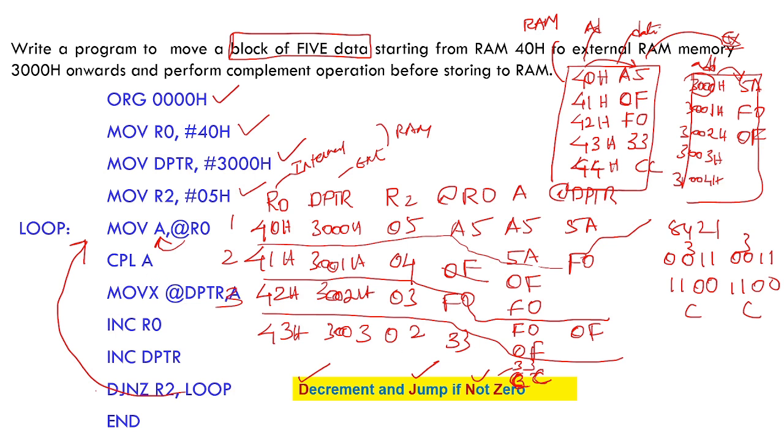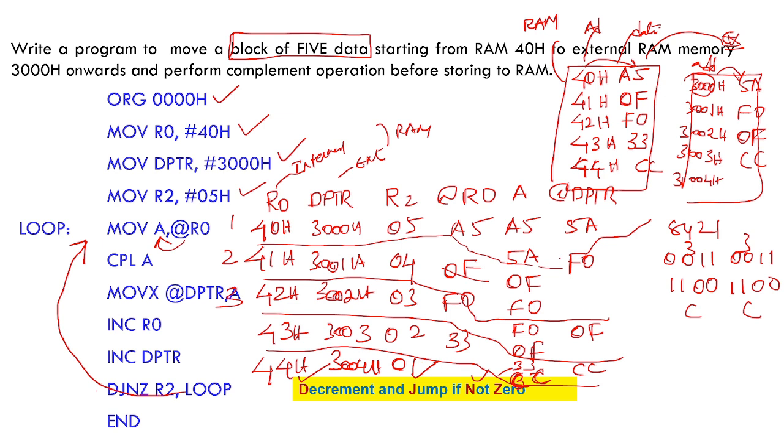Now that data has to be transferred to @DPTR. What is @DPTR? 3003. So now currently it holds the data CC. So here also you can update. Then the next and last process. So there is an increment of your R0 to 44H, DPTR 3004H. Now decrement your R2, it is not 0, so keep on doing.